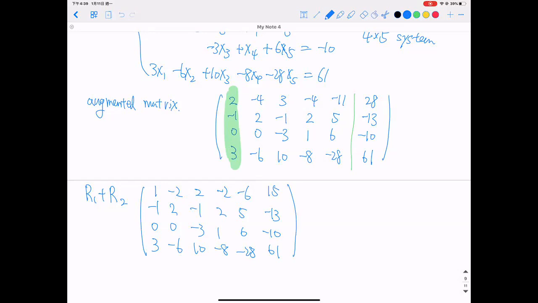Now, why am I doing this? The reason to do this is now you get the leading term in the first row to be on the far left, and it's a 1. So that's what we would like. And then the next thing to do is to use this 1 to cancel the entries below it. That is this minus 1 in row 2 and this 3 in row 4. We will do that now.